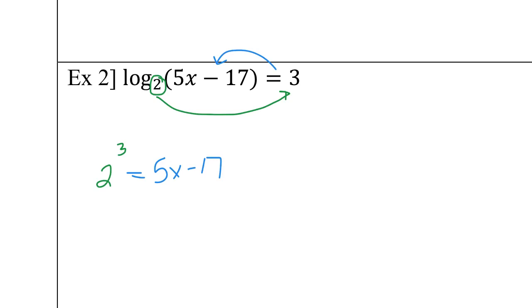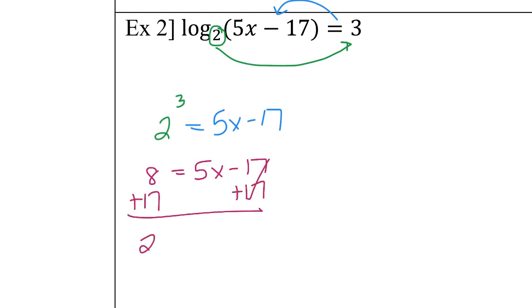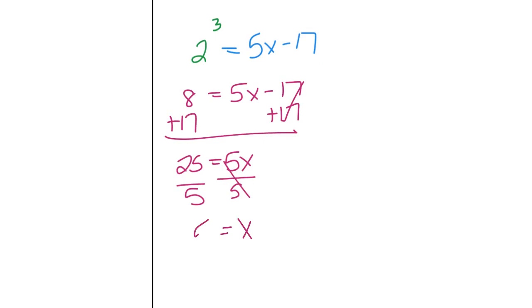Now that we've written this without a log, we're just going to continue solving. So 2 to the third is equal to 8. 8 equals 5x minus 17. Add the 17 to both sides, so we end up with 25 equals 5x. Divide both sides by 5, and we end up with x is equal to 5.